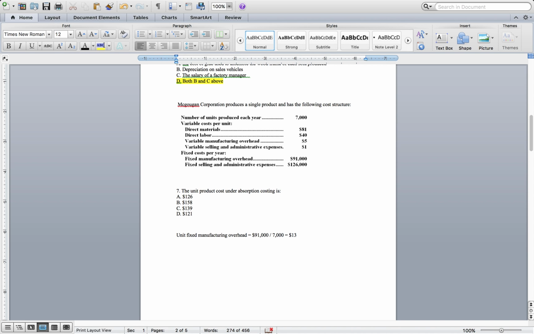And then the next part is, we calculate the unit product cost. To get the unit product cost, the first thing is you want to add, which is all given to us, your direct materials, which is $81. Next thing you want to do is add your direct labor, which is $40. You also want to add your variable manufacturing overhead, which is $5. And the last thing you want to add is your unit fixed manufacturing overhead, which we just calculated is $13. So add all that up, that'll be $139, which is answer C.